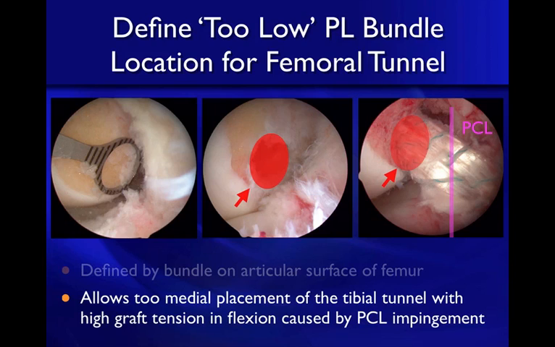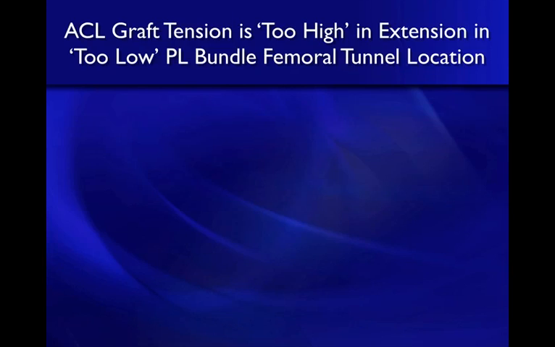So the pink line demonstrates the lateral border of the PCL in this right knee, and the shaded pink area shows that a large portion of this graft is overlapping the PCL, which will cause high graft tension in flexion due to PCL impingement. So let's look at the evidence that the ACL graft tension is too high in extension in the too low PL bundle femoral tunnel location.